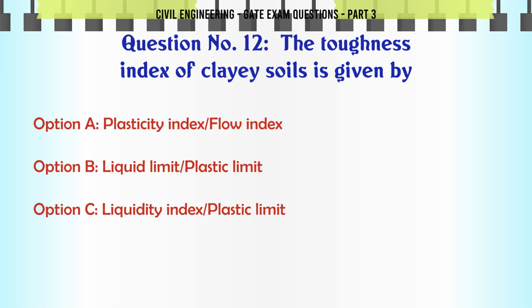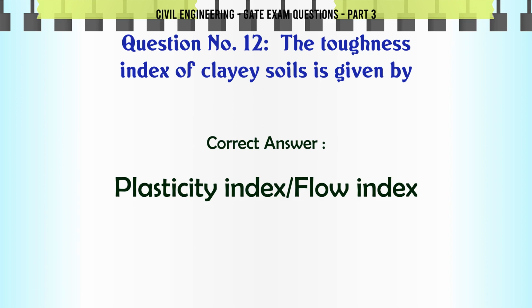The toughness index of clayey soils is given by A. Plasticity index, flow index. B. Liquid limit, plastic limit. C. Liquidity index, plastic limit. D. Plastic limit, liquidity index. The correct answer is plasticity index, flow index.